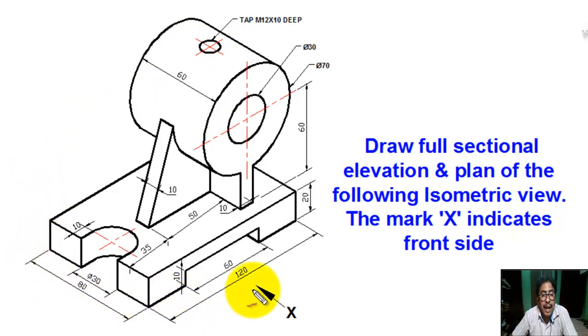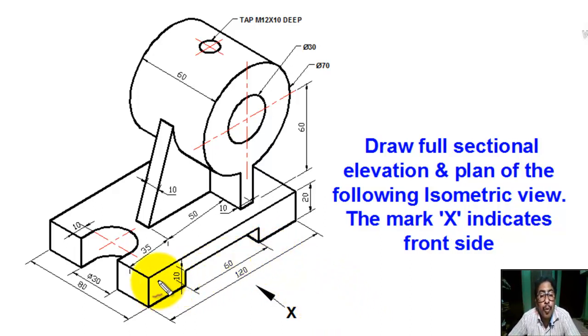This is the isometric view of an object. We draw the full sectional front view and top view of the following isometric drawing. The mark X indicates the front view. See, from this side we take the front view.